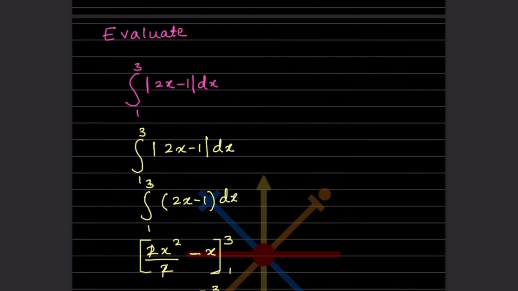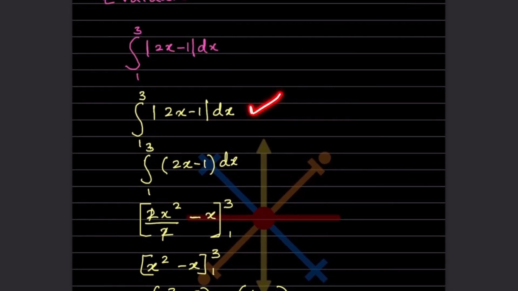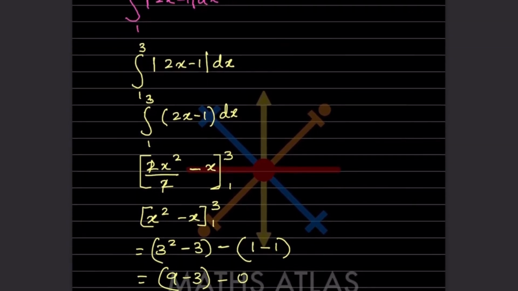So now here it is given, evaluate the integral of the modulus of 2x minus 1 dx, from 1 to 3. So now this you can also write this way. This is the question here, the same written over here. This also you can write here as the integral of 2x minus x dx.